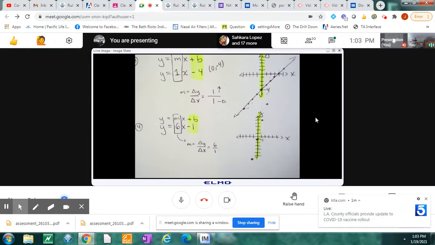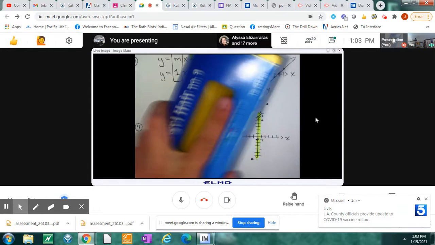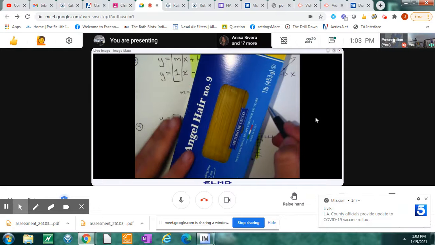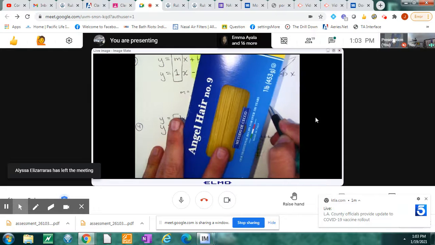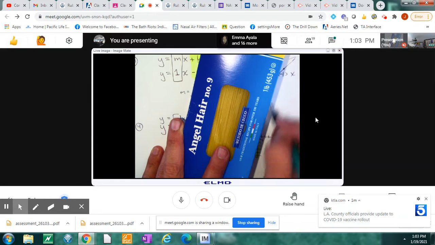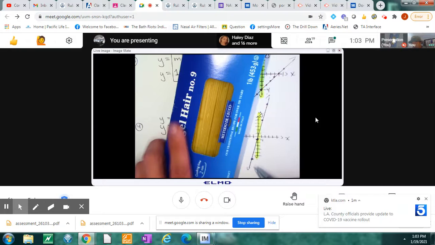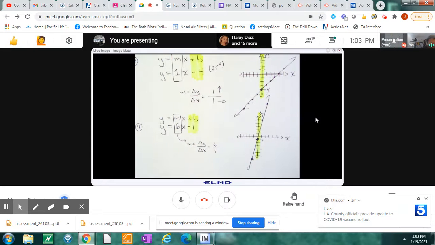So now I'm going to go ahead and get my Angel Hair box, straight edge. Right? And then I'm just going to draw a line. Hopefully it's straight. But as long as you make a straight line, there you go. Okay? There you go. That's it.